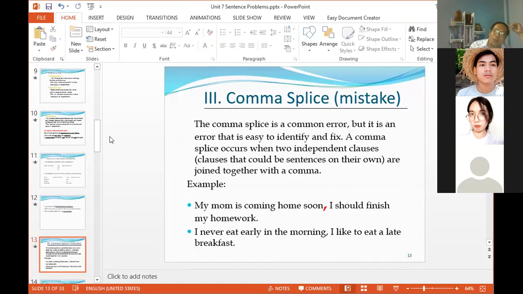My mom is coming home soon, I should finish my homework. Why is the comma here wrong? Why? Can you explain that? Yes, sir. What's wrong here?